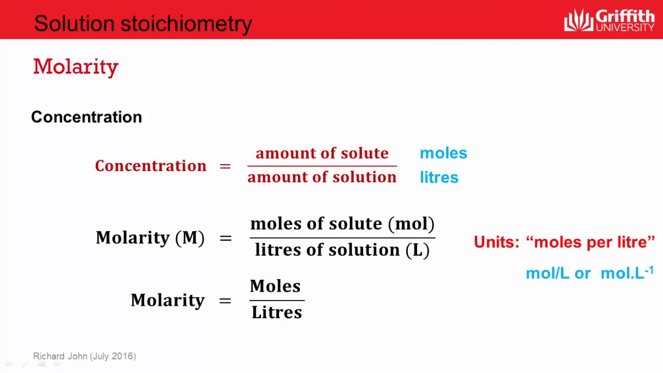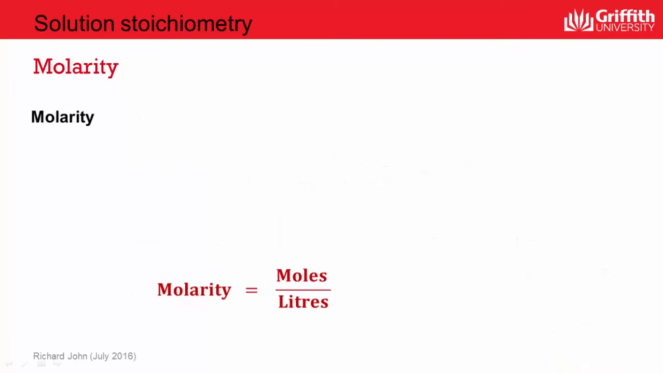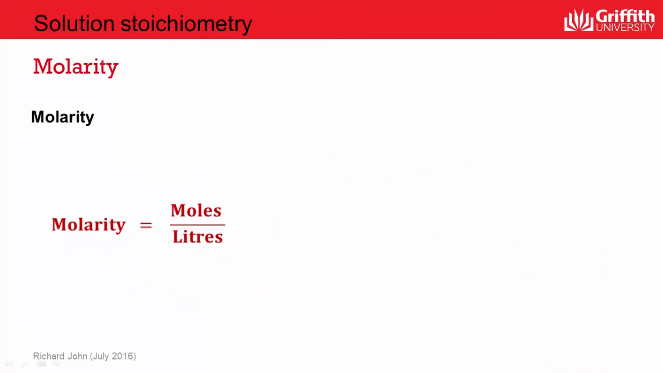Units are moles per litre, mol/L or mol·L^-1, but you will also see the capital M being used and the term molar. So a solution that has a concentration of 0.5 moles per litre is also sometimes expressed as 0.5 molar, with the capital M as the symbol there. So molarity equals moles on litres.